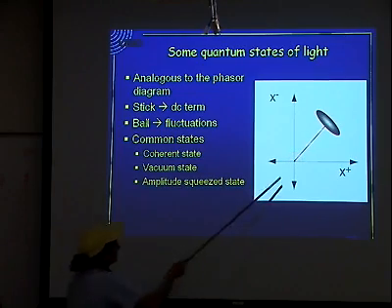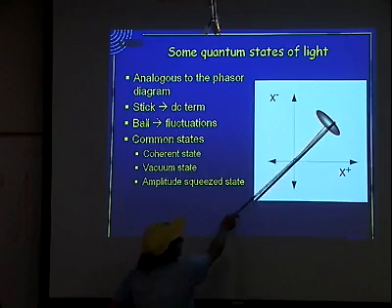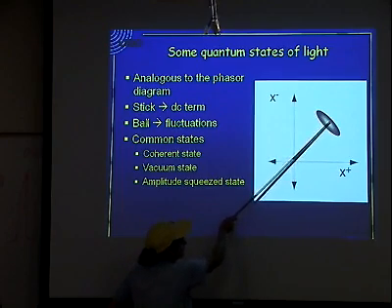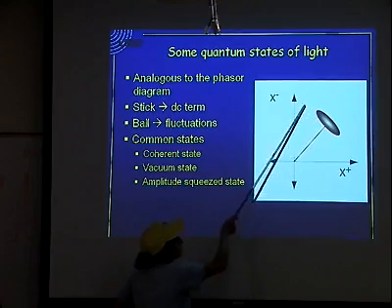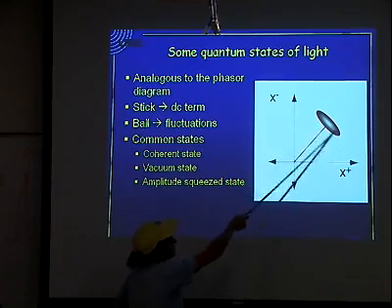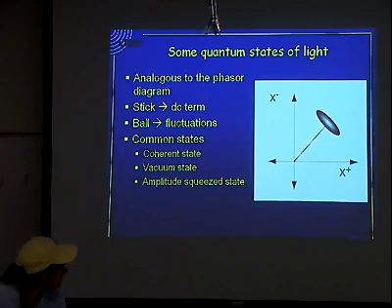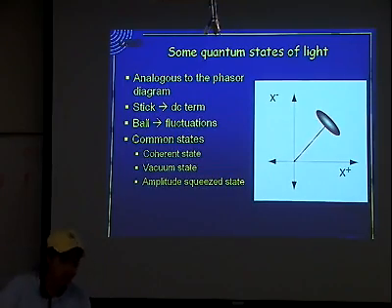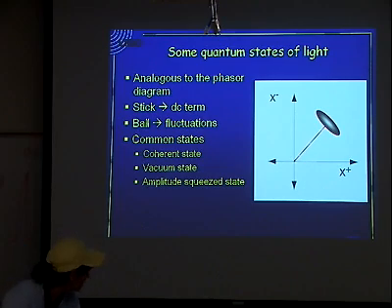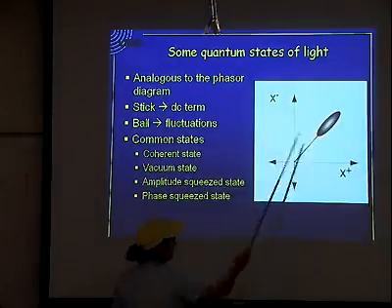Amplitude squeezing then would look like this. Here is the direction of the amplitude, and in this direction you have some squeezing. Now notice the price that you pay is that in the orthogonal direction you get increased noise, and that's necessary to make sure the Heisenberg uncertainty principle is not violated. It's preserved. And finally, you can have phase squeezing, which is that along the phase angle direction you have some squeezing.